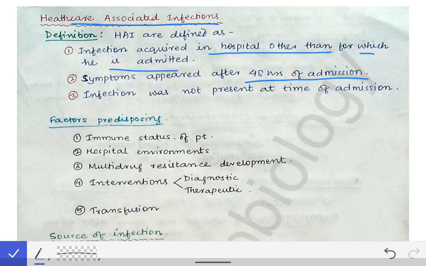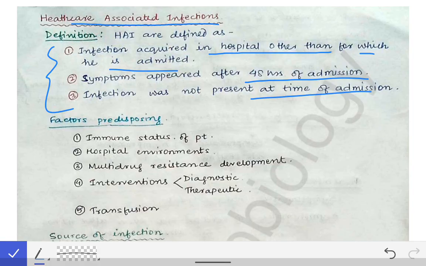So that is one criterion for healthcare associated infection. The other criterion is that the infection was not present at the time of admission. That means pneumonia was not present at the time of admission, it occurred only after the admission. By this example we understand how to define healthcare associated infection. So there are three criteria for the HAI definition: the infection is acquired in the hospital other than the one for which he is admitted, symptoms appeared after 48 hours of admission, and the infection was not present at the time of admission. By remembering these three criteria, you can define healthcare associated infection.